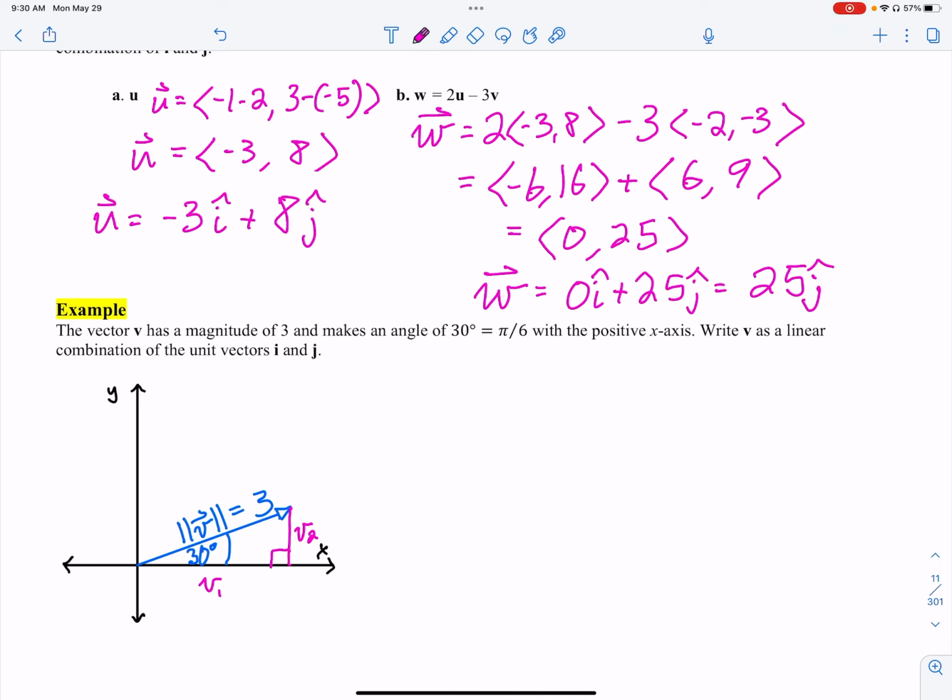Yeah, we can. That is cosine. Cosine of 30 degrees is equal to v1 over 3. So if I solve for v1 here, v1 is equal to 3 cosine 30 degrees. I hope you know that cosine of 30 degrees is radical 3 over 2.